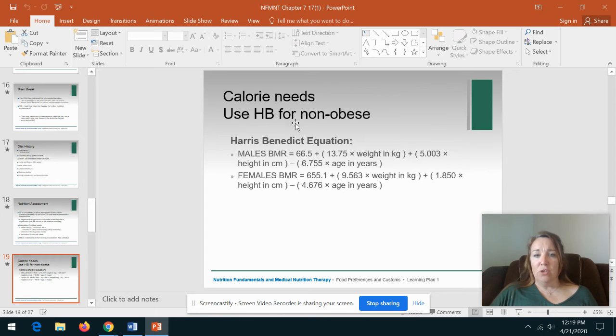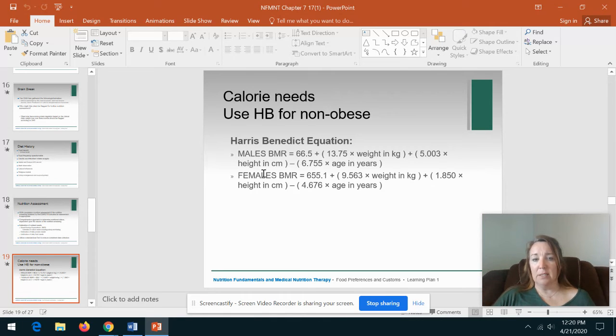So if we have a patient that is non-obese, so they would have a normal BMI, we would use a Harris-Benedict equation to figure out their calorie needs. So you need to make sure you use the correct equation for males or females. And again, you need to make sure that you calculate their BMI first to determine which EER equation you will use. For the Harris-Benedict, you need their weight in kilograms and their height in centimeters.